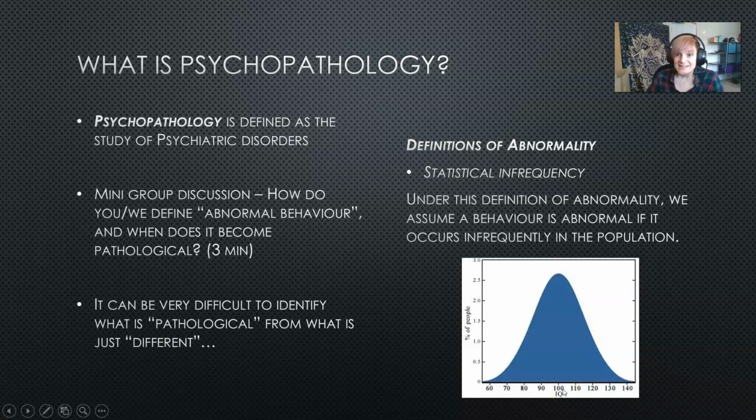Now, this example is an example of where abnormality does not equal psychopathology. This is because having a lower level of intelligence does not equal having a mental illness, the same as having a high level of intelligence does not equal having a mental illness.